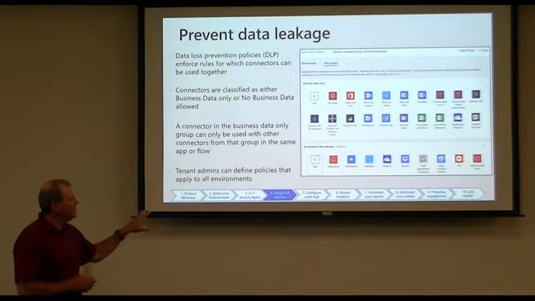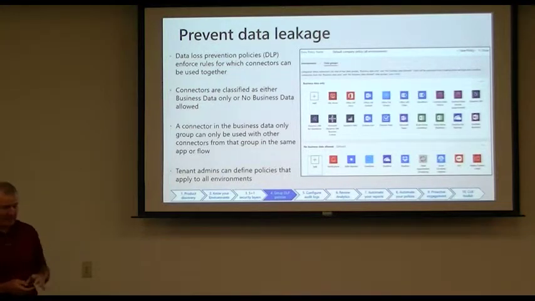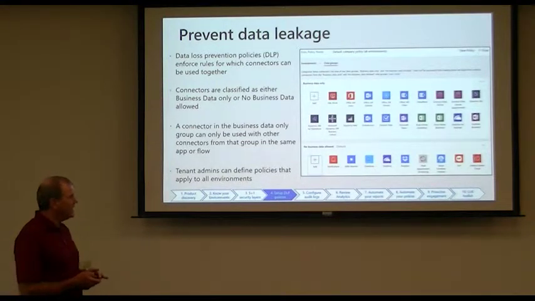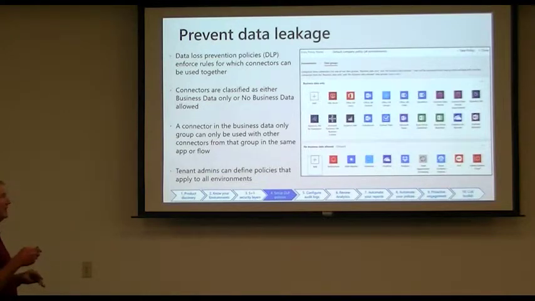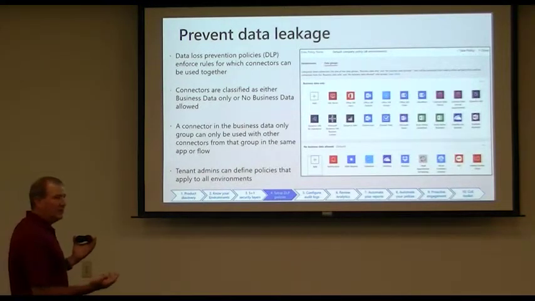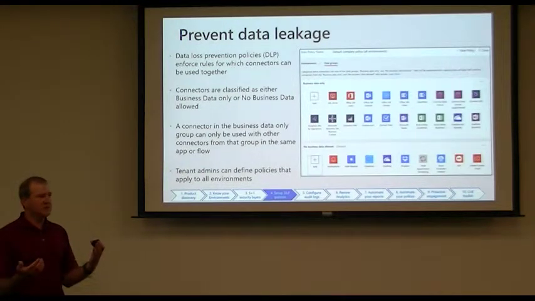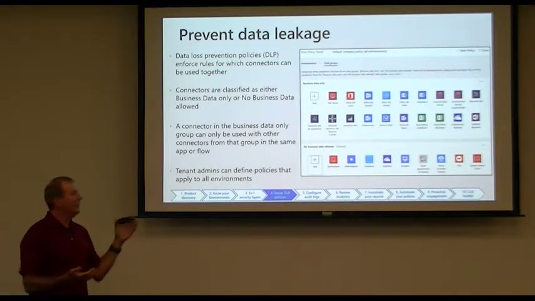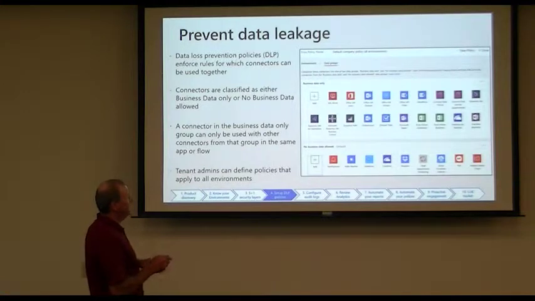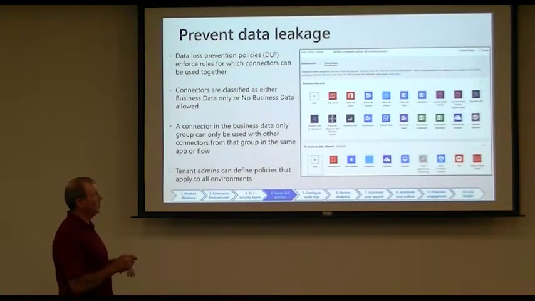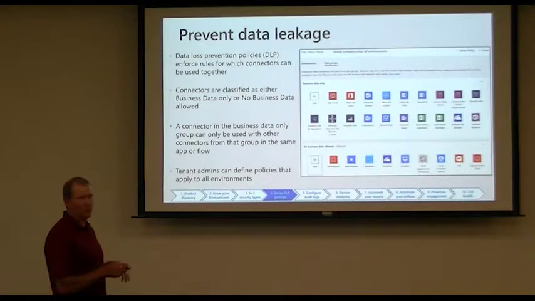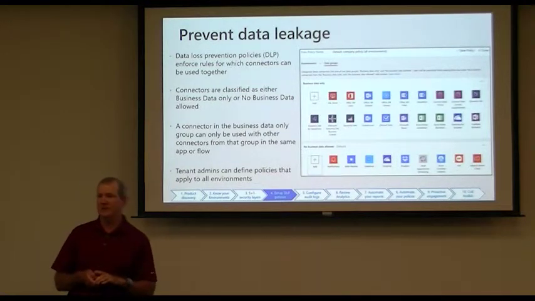So preventing data leakage, this is our DLP, data policy, or data loss policies. What this allows you to do is specify that the connectors that we have are classified as either business data only or non-business data only. Now, it's a little misleading because it's not specifically talking about business or non-business data. It's simply talking about two groups. They're connector groups. If I have a connector in one group, it can only communicate with connectors in that same group inside of the same application.